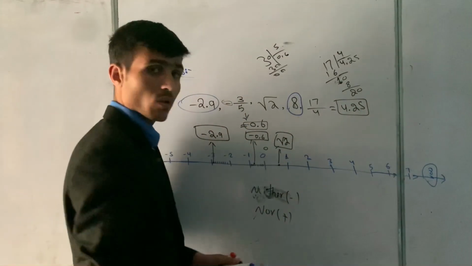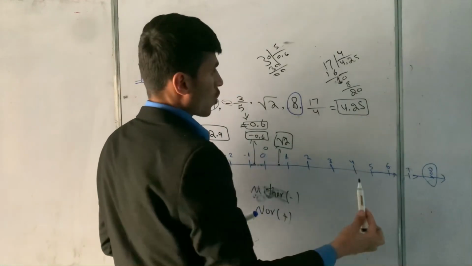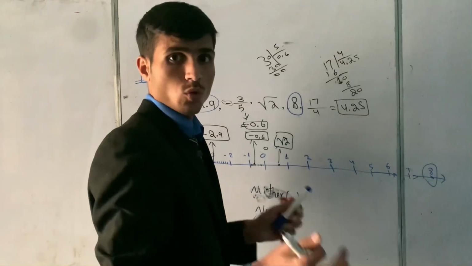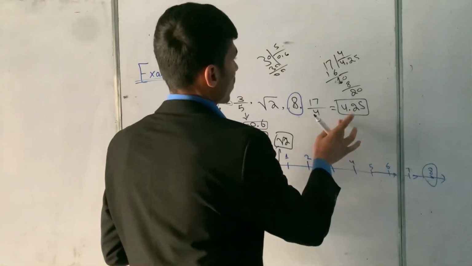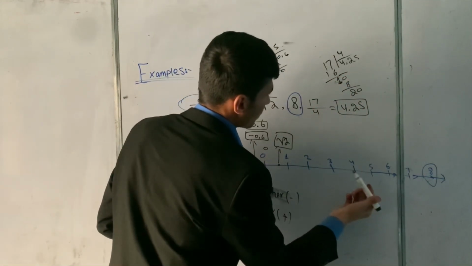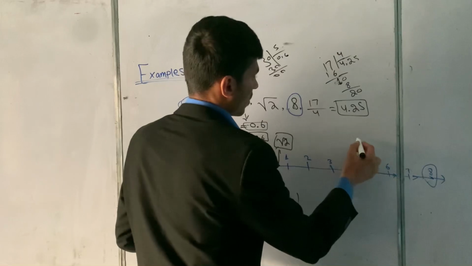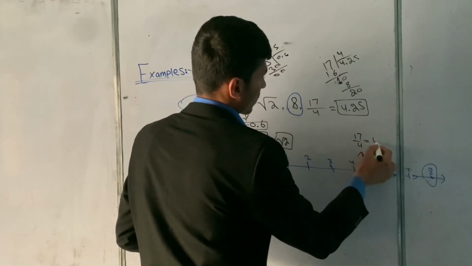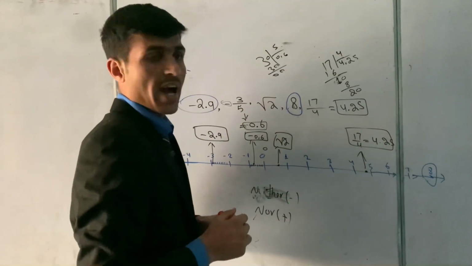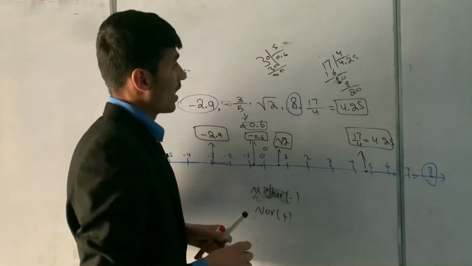How do you solve for 4.25? This is 4, this is 5. For 4.25, divide this portion into 25 equal divisions and you will find 17 over 4. It becomes, I think, like here, between 4 and 5. 17 over 4 equals 4.25. So these were a few examples. I showed you the way to solve them. I hope you got it.